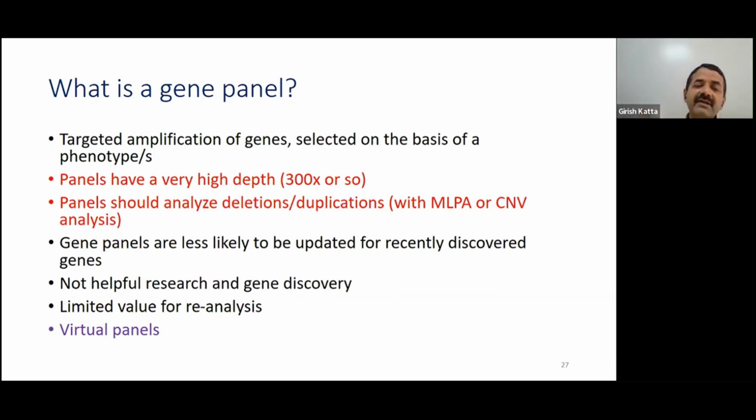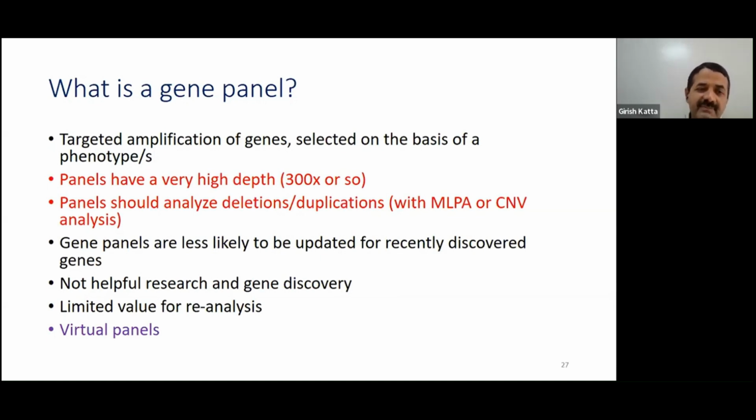So it should be able to detect deletions and duplications of exons or exonic regions. Gene panels are less likely to be updated for recently discovered genes. What I mean here is, if a gene panel was designed last year, the genes which are discovered this year may not be in the panel. So the latest genes will not be there in a panel which was designed a couple of years ago. It is not usually helpful in research or gene discovery where you want to identify new disease possibilities. And it has limited value for reanalysis because you have probably done a good job of the target region, but interpretation may be changing.